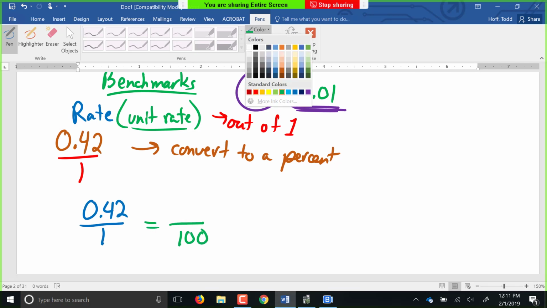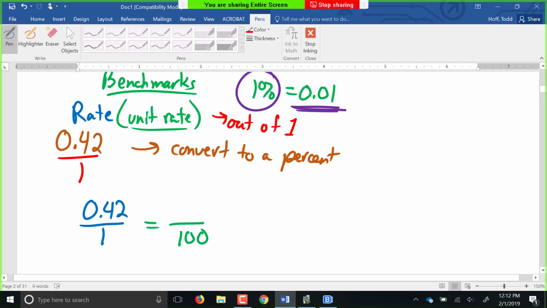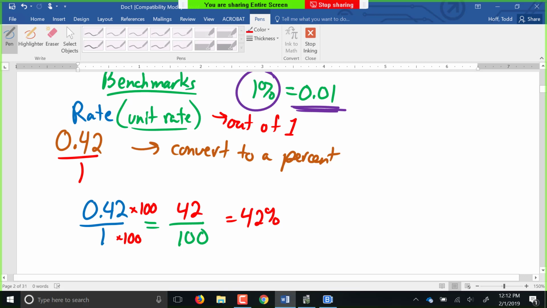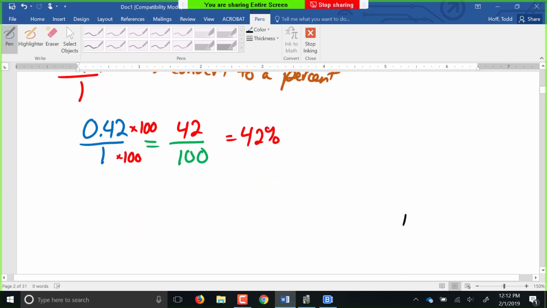Now it's pretty simple. All I have to do is look at my rules of fractions. If I need to change that denominator from a 1 to a 100, I simply multiply by 100. 0.42 times 100 is 42. So 42 out of 100, or 42%. So you can see here, similar to when we converted percents to decimals, we're just going the other way, doing decimals to percents. Instead of dividing by 100, we're multiplying by 100.